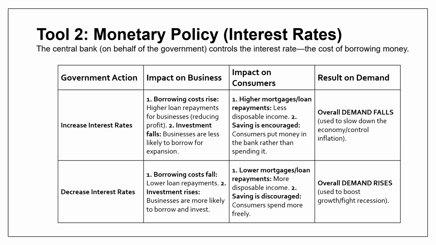Let's say the government decreases the interest rates. Impact on business: borrowing costs fall, lower loan repayments, investment rises, businesses are more likely to borrow and invest. How does decreasing interest rates impact the consumers? Lower mortgage and loan repayments, more disposable income, saving is discouraged, consumers spend more freely. And for the demand, it overall boosts demand, demand rises.